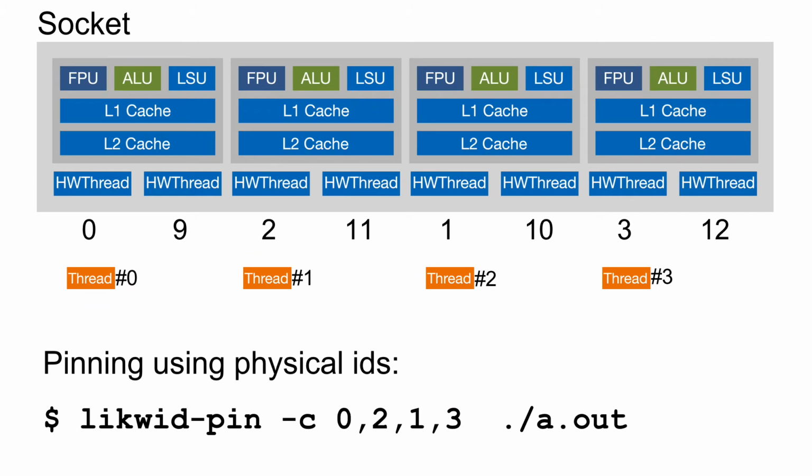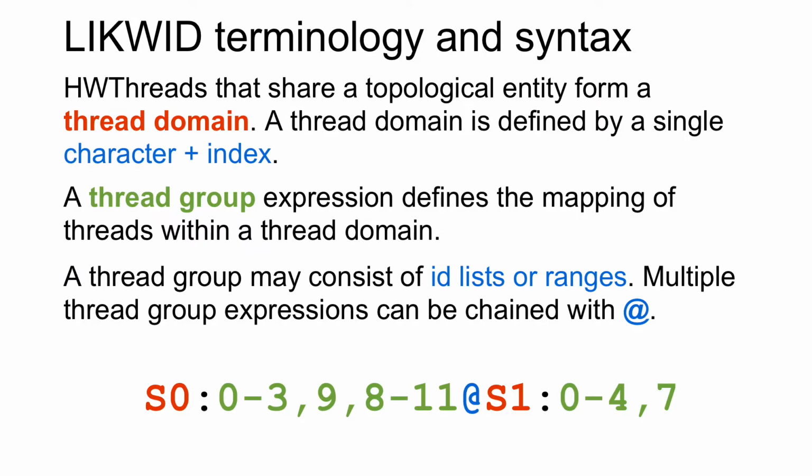likwid-pin is used as a wrapper to your application. In the simplest case, you just provide a list of physical IDs to determine where the threads are running. The real benefit of using likwid-pin comes by using the logical numberings. For this, we need to introduce some LIKWID terminology and syntax.